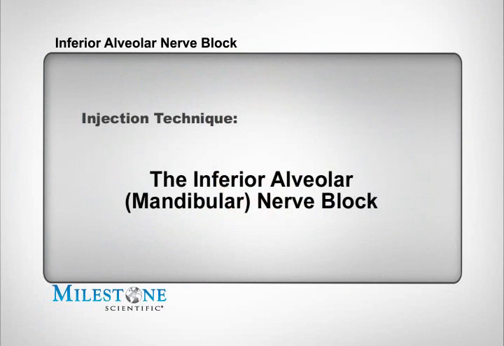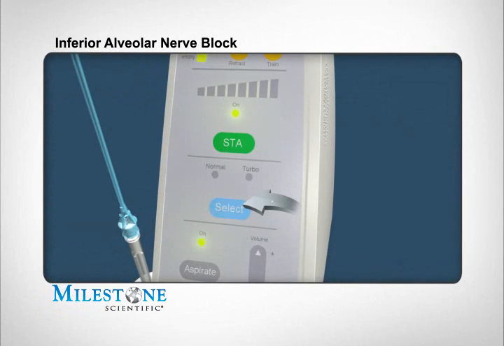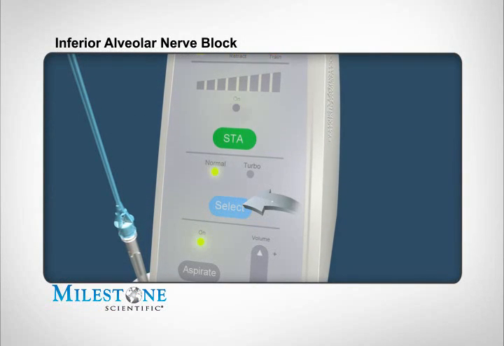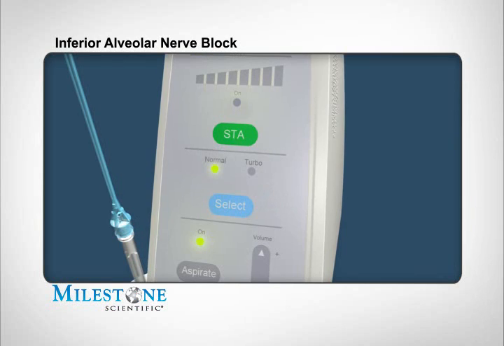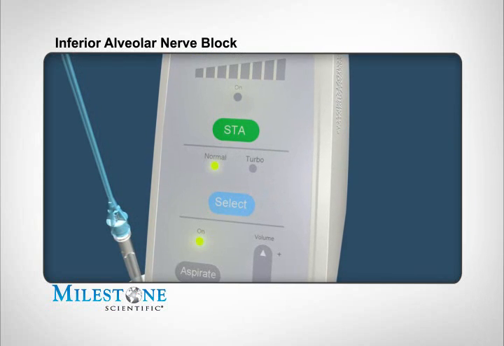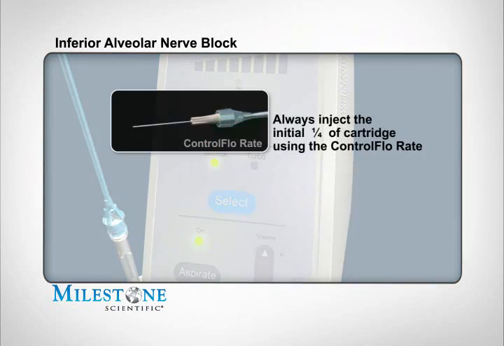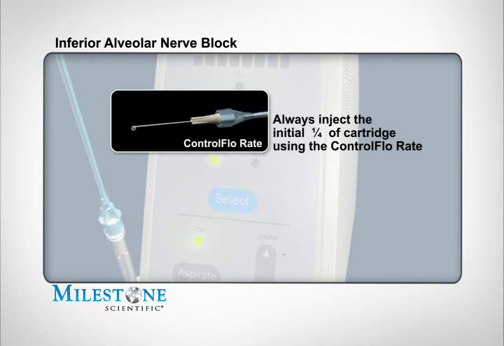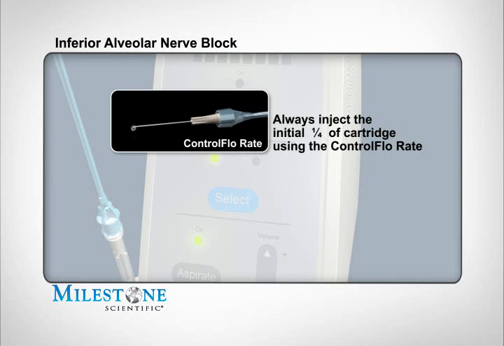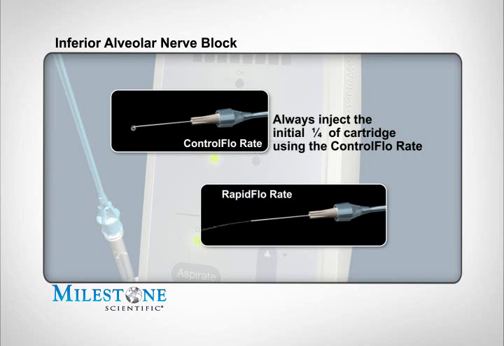Injection technique. The inferior alveolar mandibular nerve block. Set the STA instrument to the normal mode, which allows the STA to function with two distinct flow rates, the control flow and the rapid flow rate. Utilize the control flow rate to administer a minimum of 1/4 of the cartridge for the initial phase of the block injection. Once the patient feels the onset of soft tissue anesthesia, transition to the rapid flow rate.